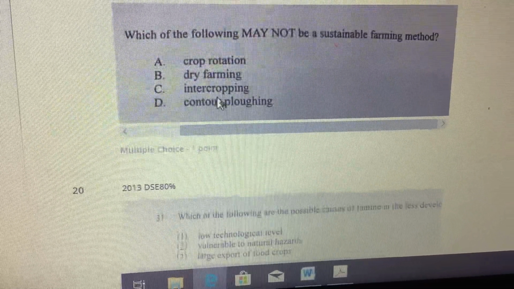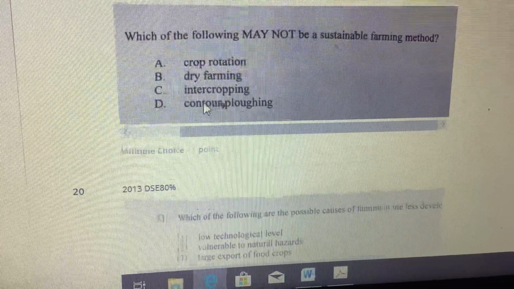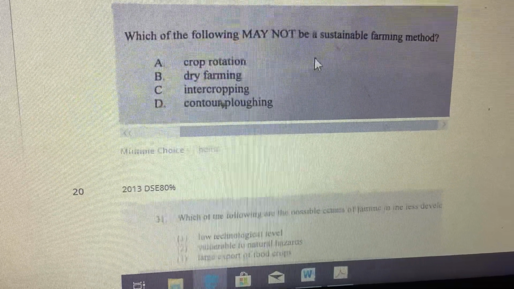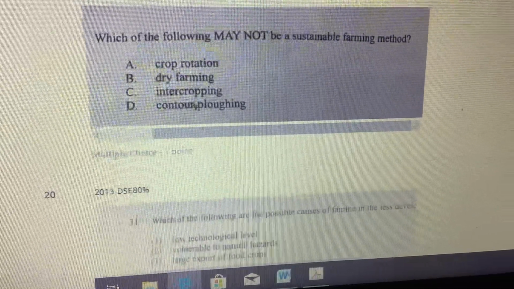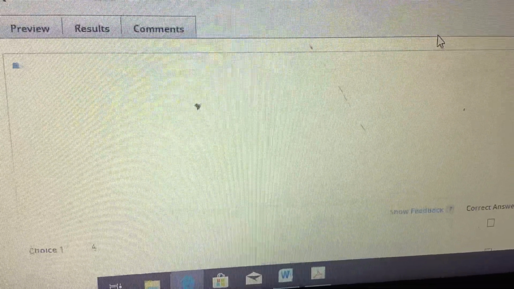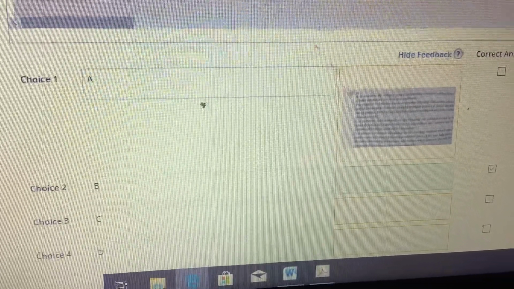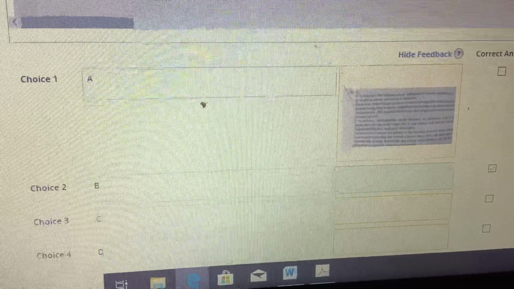different crops may take away different nutrients so that particular nutrient can take some time to recover. Okay, contour ploughing is also okay because it can reduce soil erosion. So the answer should be B, dry farming, because dry farming is not going to conserve the soil. They are also taking the soil nutrients away. Okay, so B is not correct, so that is the right answer.